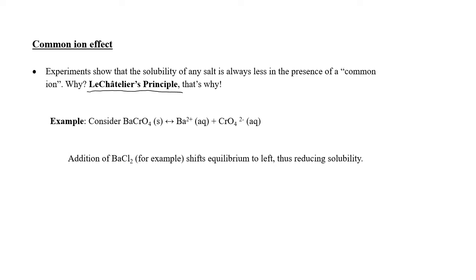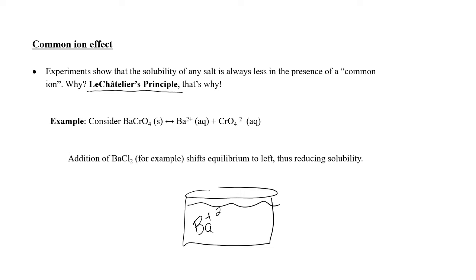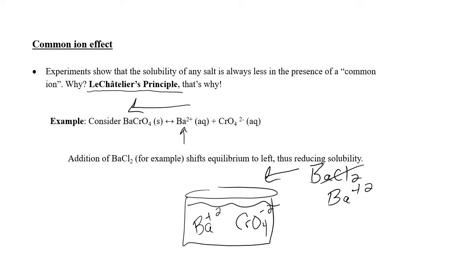So if we look at the following equilibrium, barium chromate dissolving into barium and chromate ions, if you added barium chloride, it would shift the equilibrium to the left. Why? Because the barium is a common ion. So if you've got a beaker full of barium and chromate, and you added to it some BaCl2, you're essentially adding barium ions.